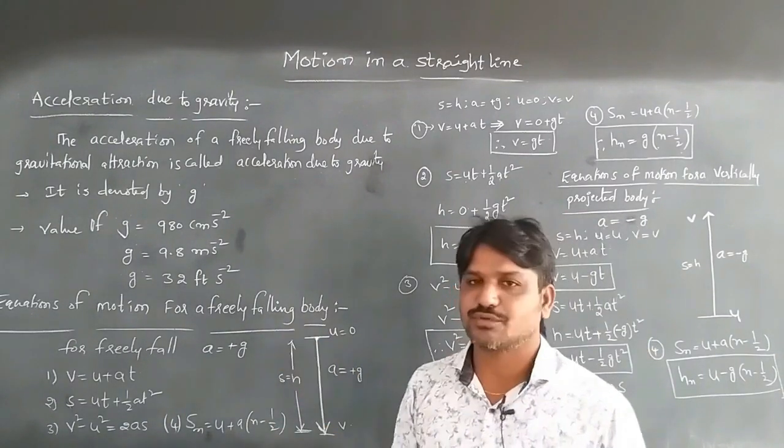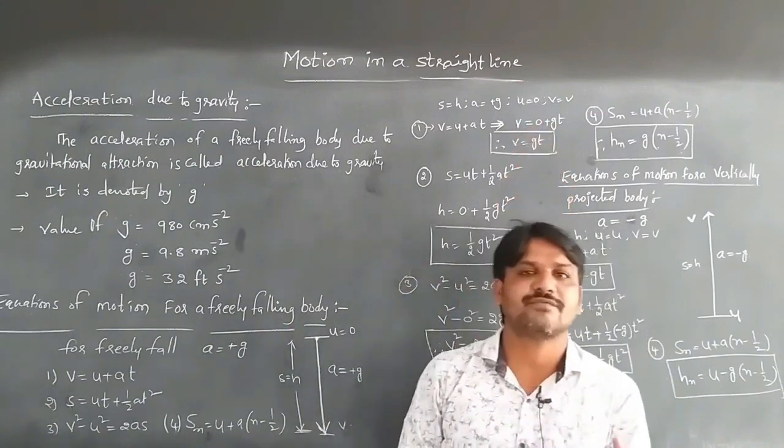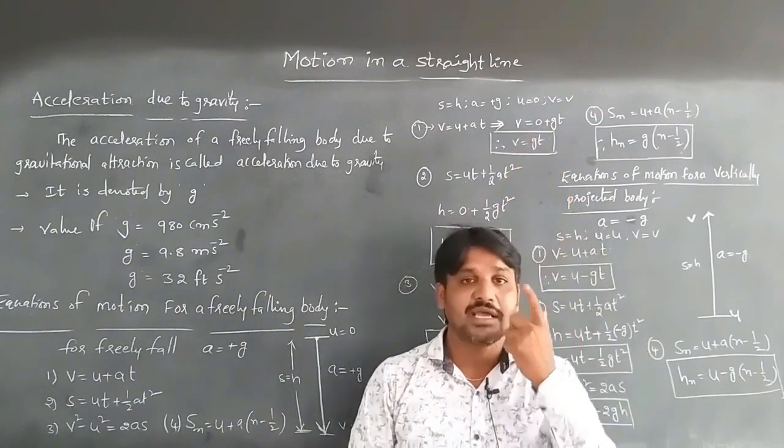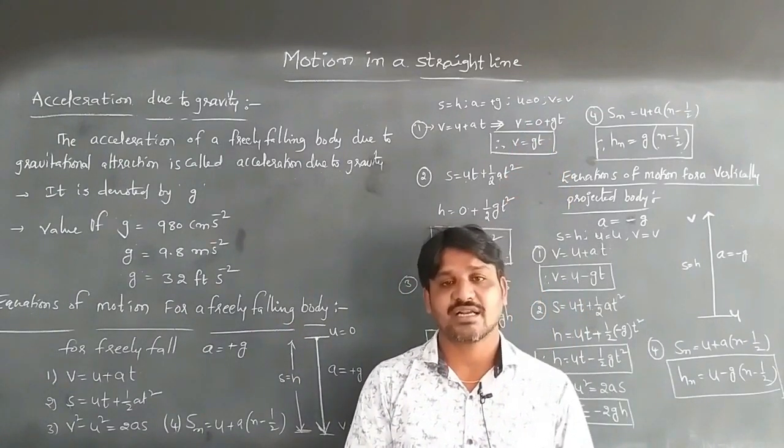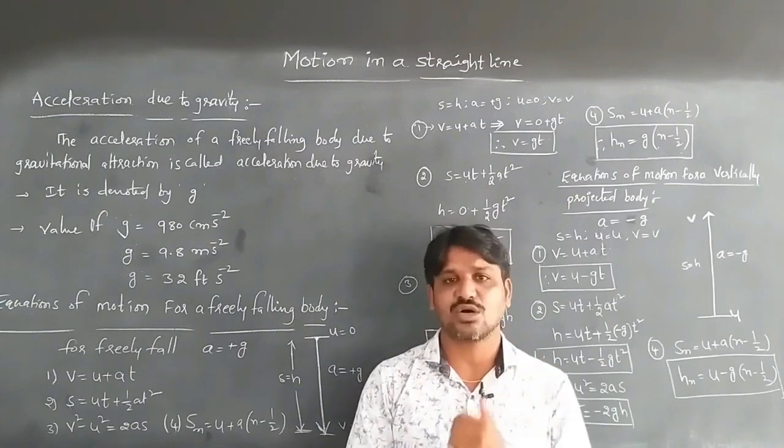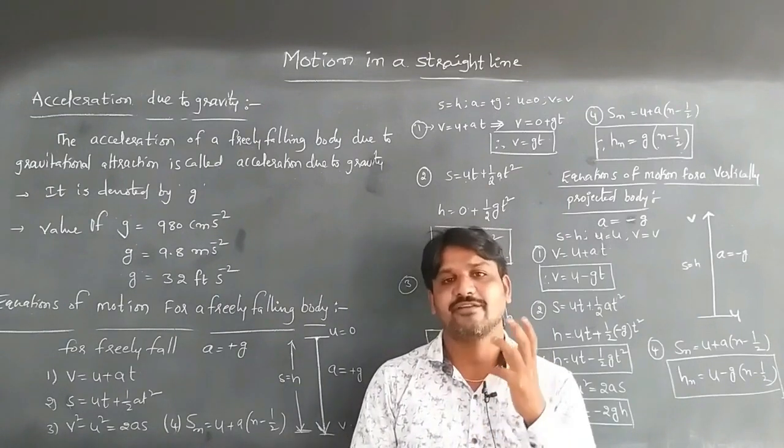Then for the equations of motion, when the body is freely falling, if it is moving from a certain height under the gravitational attraction towards the ground, that is called a free fall.